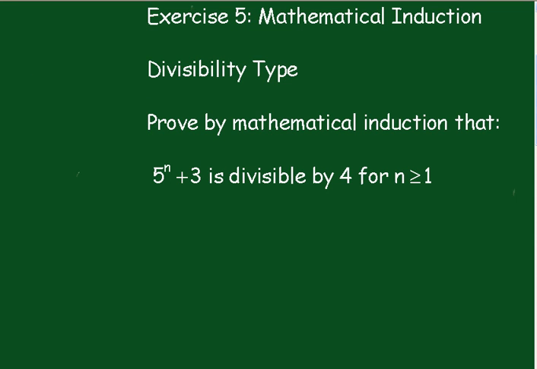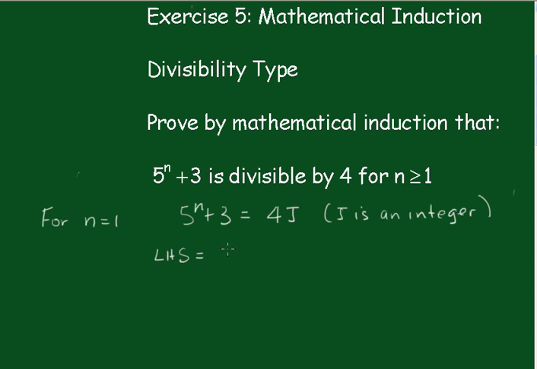Okay, now let's see. We'll start with n equals 1. For n equals 1, we can say that 5 to the n plus 3 must be equal to 4j, where j is an integer. So the left-hand side becomes just 5 plus 3, which is 8, which is, of course, 4 times 2. Now j equals 2, so it's an integer.